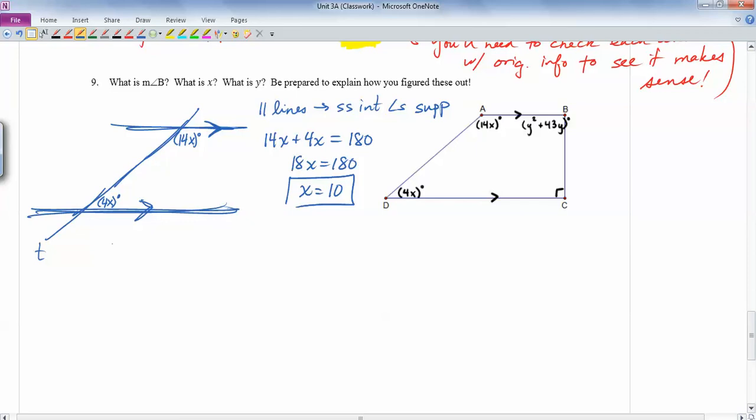Okay? Now the y's are going to be more of a pain. So let's do this. I'm going to extend these lines so that it's a little more obvious. This is 90.